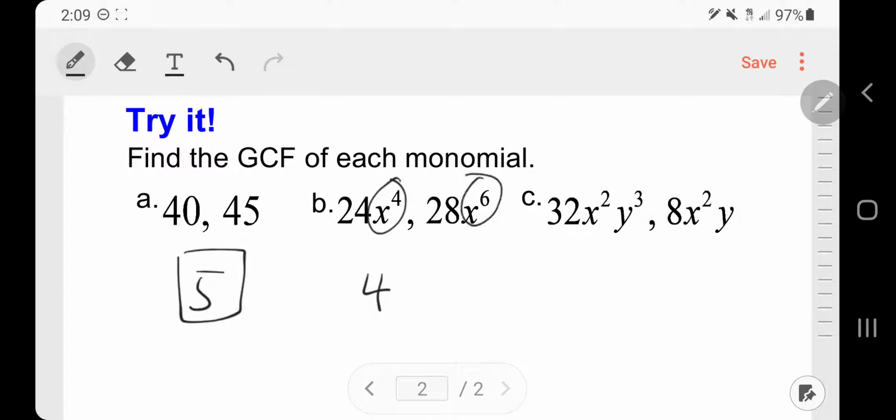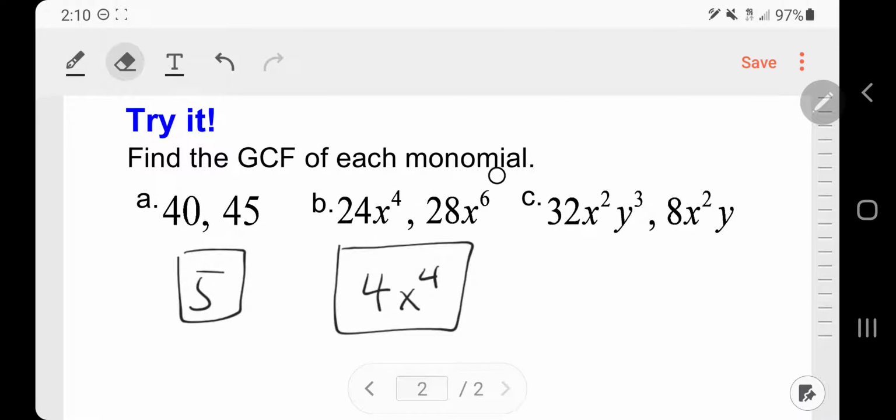And looking at the x's that they'd have in common, I have x to the fourth and x to the sixth. The lower of the two is x to the fourth. So my greatest common factor there would be 4x to the fourth. Those are the largest factors that both of those monomials have in common.